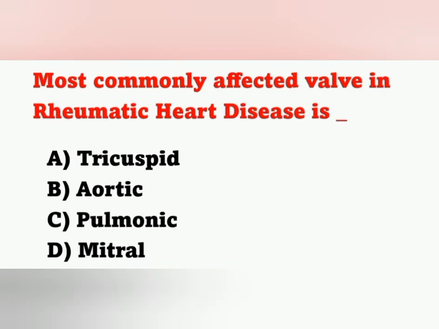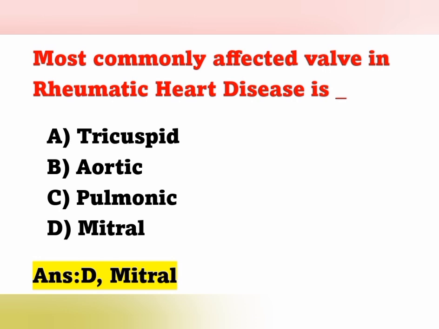And the next question, most commonly affected valve in rheumatic heart disease. Options, option A tricuspid valve, option B aortic valve, option C pulmonic valve, option D mitral valve. The valve which is most commonly affected in rheumatic heart disease is option D mitral valve.